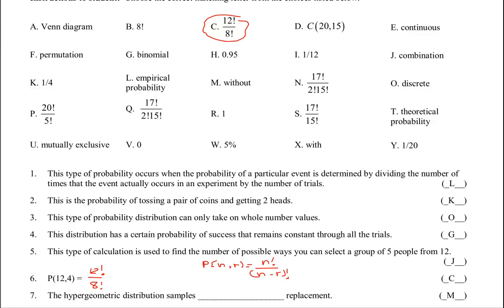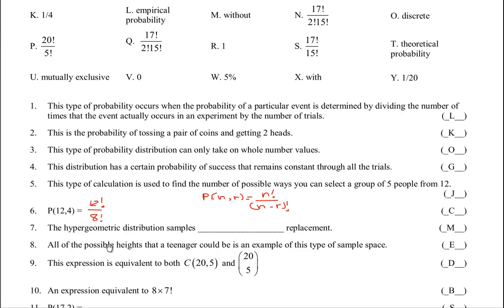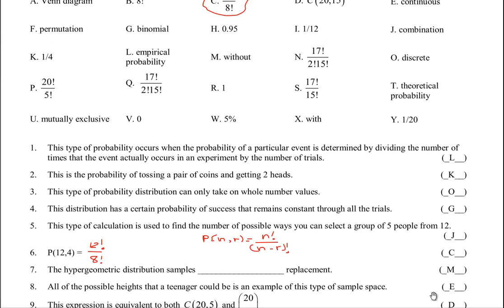For question number 7 next, the hypergeometric distribution samples without replacement, which is answer M here. All the possible heights that a teenager could be is an example of this type of sample space. And so heights of a person, a teenager or otherwise, is something that's measurable, not countable. And so that's why the answer is E, which is continuous.